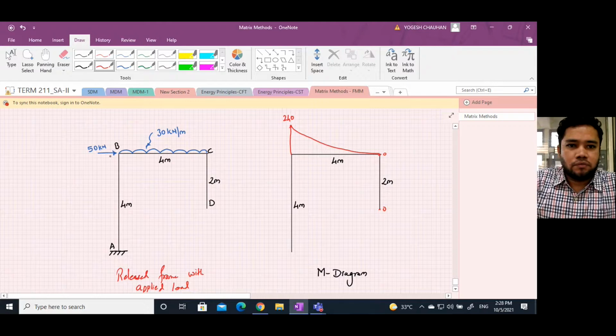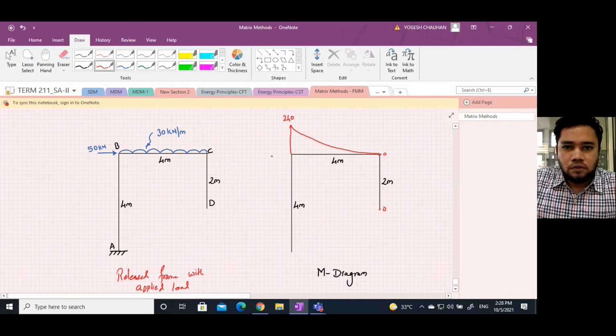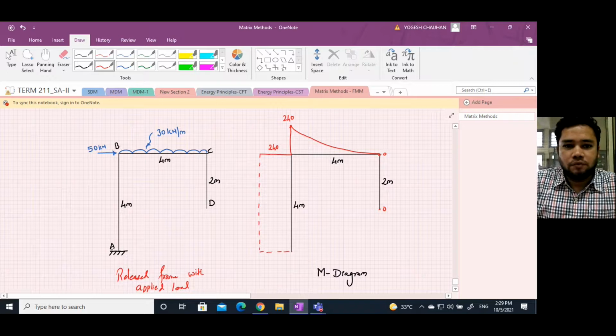Now because of this 50 kilonewton load, it will be 50 into 4. So this 240 will be carried forward here, so this is also 240, and it will be present throughout, because support A is a fixed support.